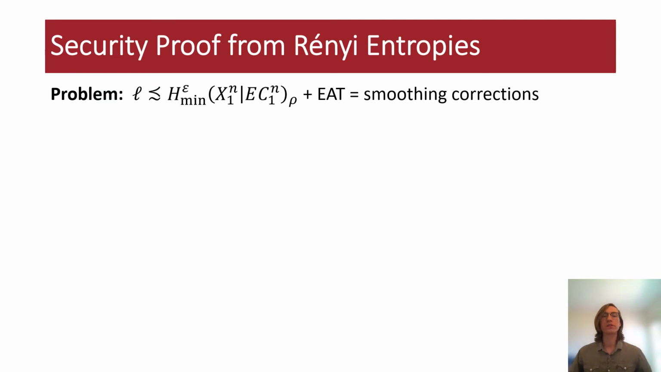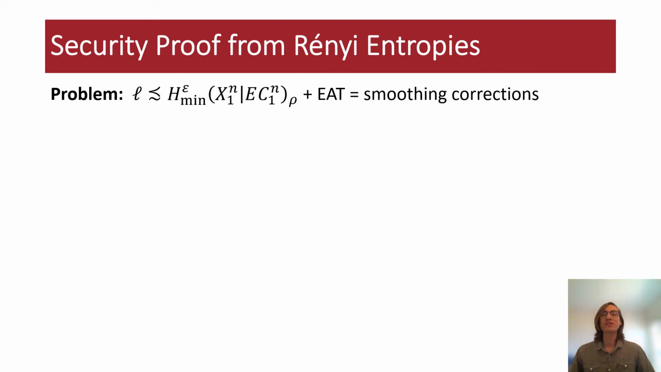The second is the security proof from Rényi entropies. So let's explain why this is a problem in the first place. If you apply the privacy amplification or the leftover hashing lemma in terms of smooth min-entropy as a standard, and then you want to use the EAT, then basically you have to use a bunch of chain rules in your security proof, and these chain rules will get correction terms due to this smoothing epsilon. But this hurts your key rate in the small block length.